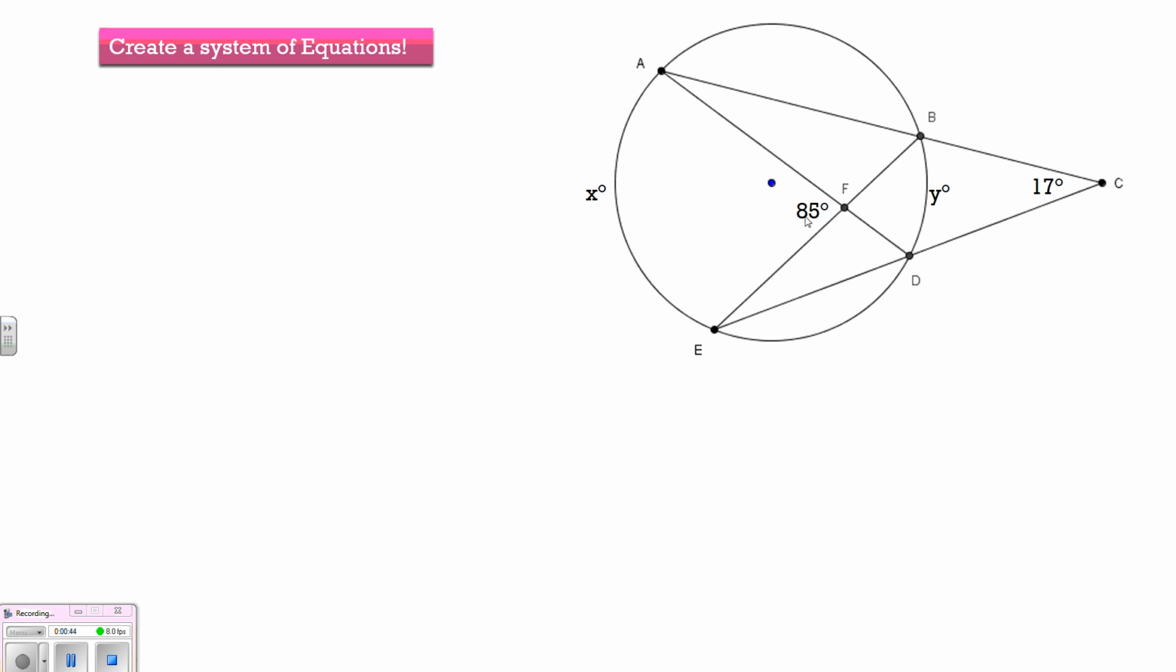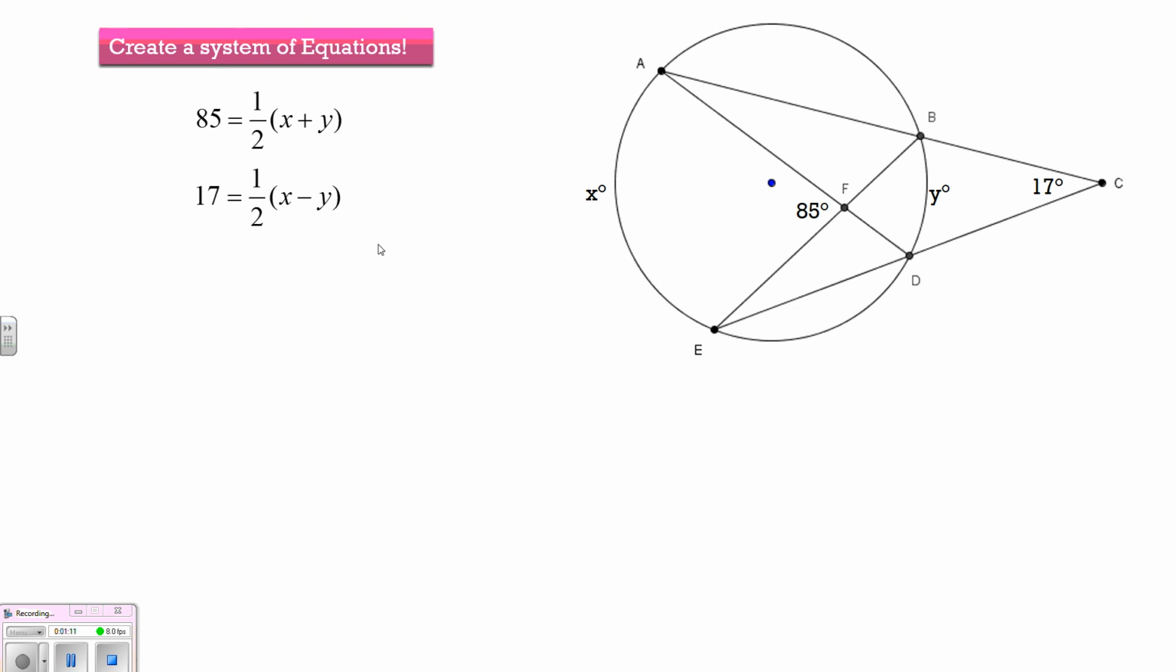So if I start off talking about the 85-degree angle, I know that its formula is equal to half the sum of these two arcs. So 85 is equal to 1/2 of x plus y. Now I can do the same thing for 17, but its formula is that it's half of the difference of x and y. So there's that equation.